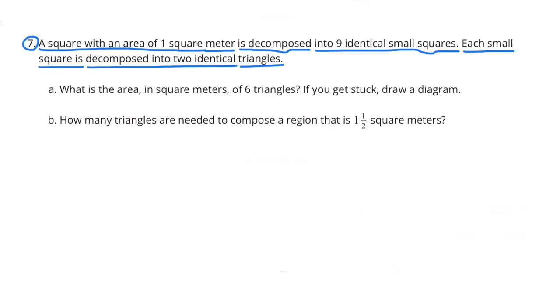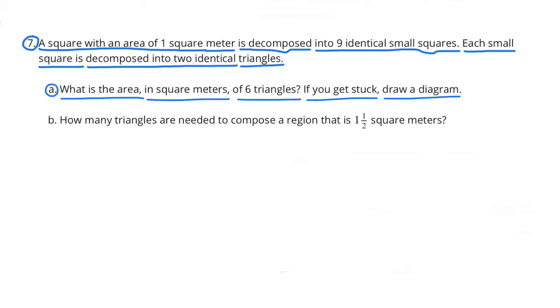Number 7. A square with an area of 1 square meter is decomposed into 9 identical small squares. Each small square is decomposed into 2 identical triangles. A. What is the area in square meters of 6 triangles? If you get stuck, draw a diagram.